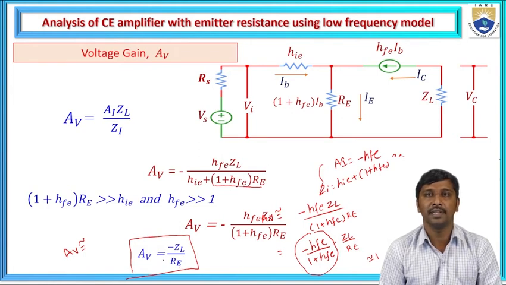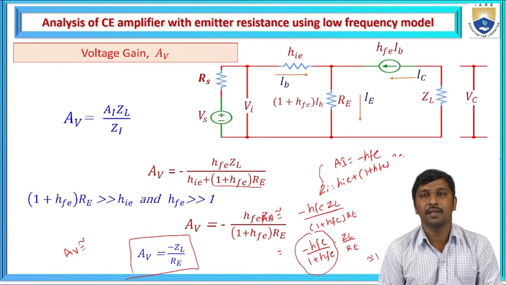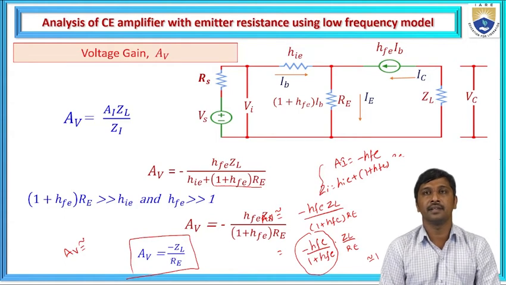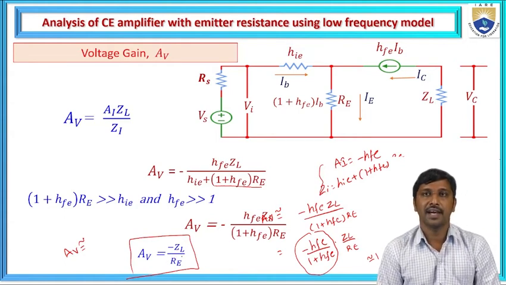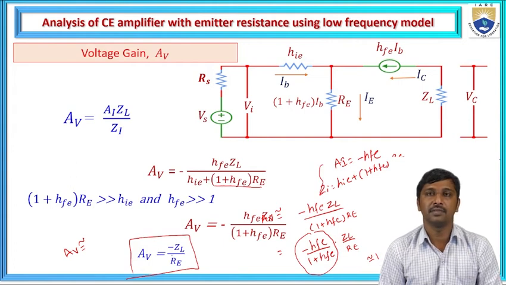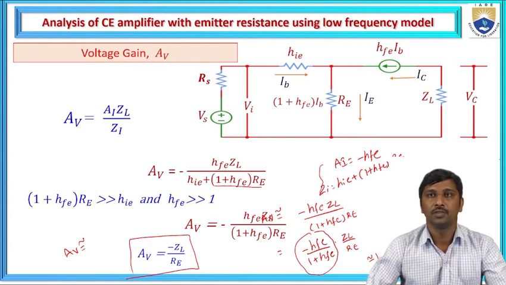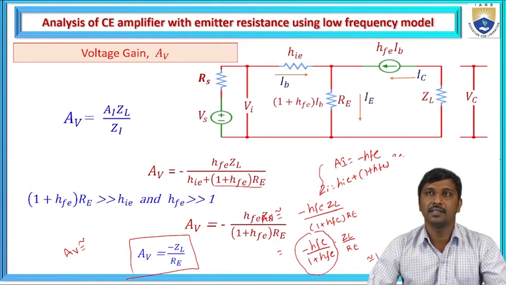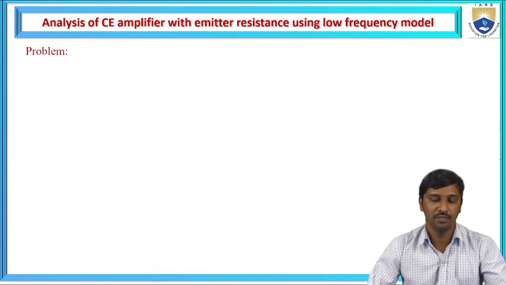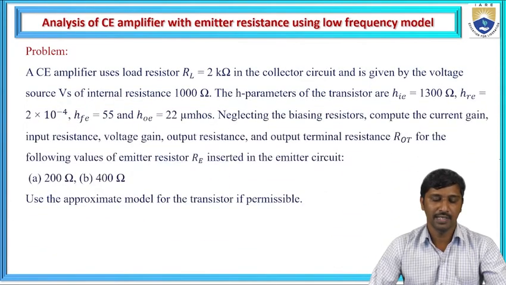This voltage gain does not depend upon the small signal model parameters. It depends only upon the emitter resistance and the load resistance or load impedance. By using this factor, we can stabilize the voltage gain to make the Q point stable. So up to this point, we observed the common emitter amplifier with an emitter resistance using the low frequency model. We'll discuss one problem for this case.